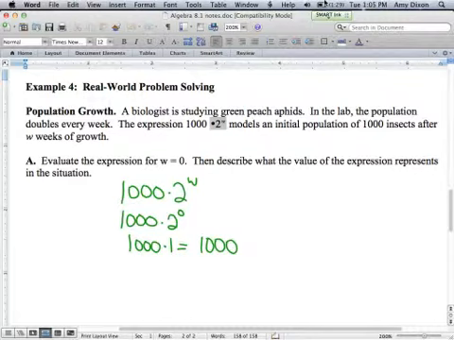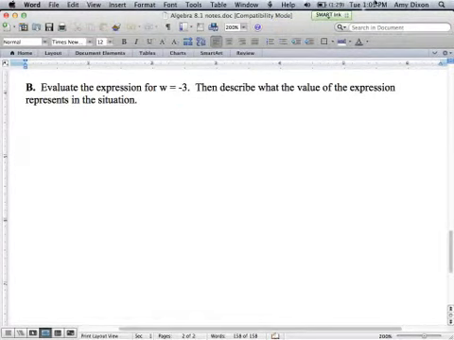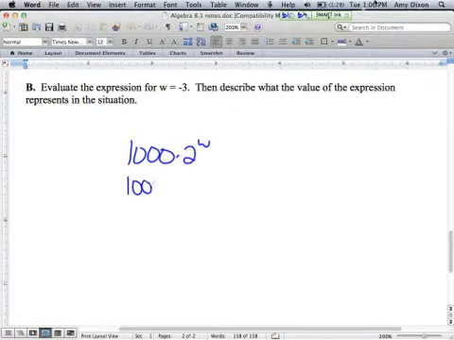All right, so let's look at the next one. They tell us to plug in a -3. Now, what's the -3 going to tell us with this type of problem? It's the number of weeks. What does that mean? If I'm putting -3 in for the number of weeks, what does that mean? Like, it was even before we started. It was like 3 weeks ago. Okay? So it's 1,000 times 2 to the W power. We put in a -3, so we get 1,000 times 2 to the -3rd power.